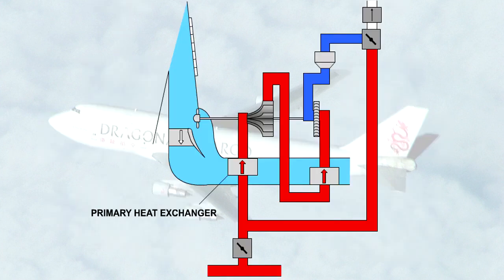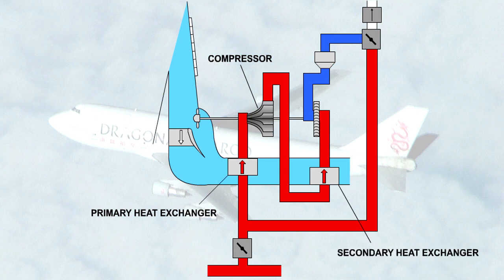The bootstrap is the most common type of air cycle machine. In this system, the charge air is first cooled in the primary heat exchanger. From there it passes to the compressor, where its temperature and pressure are raised. The purpose of this is to ensure an adequate pressure, and thus temperature drop, across the turbine. From the compressor, the air then passes through the secondary heat exchanger, reducing its temperature again.